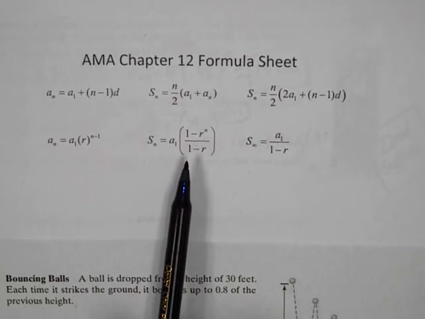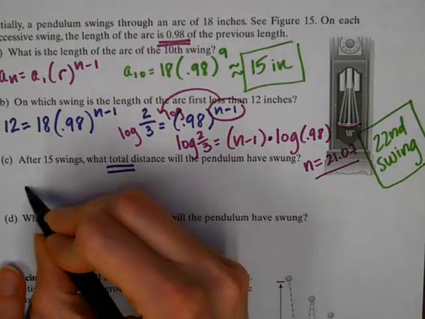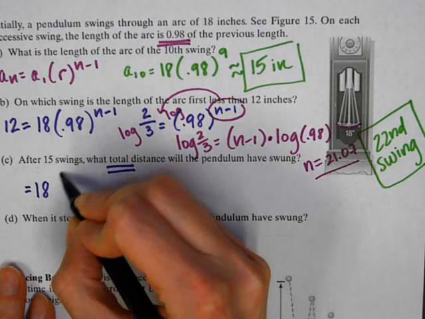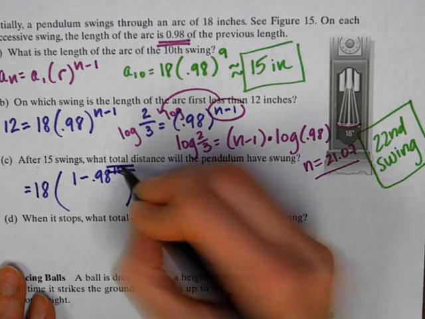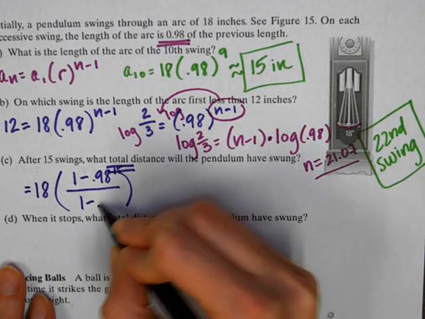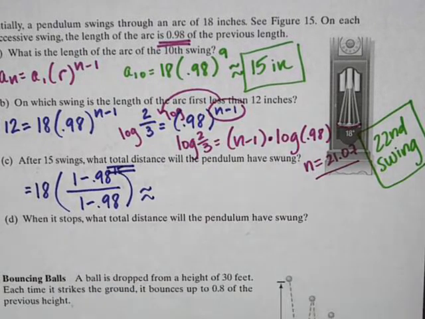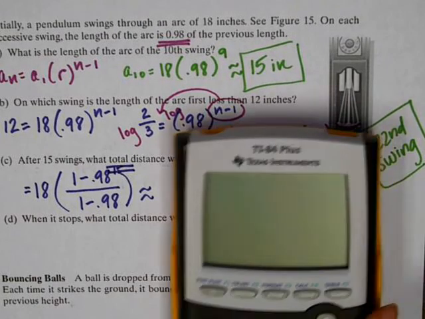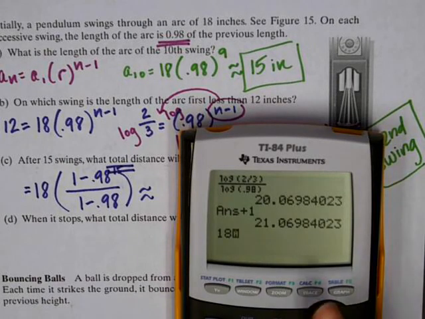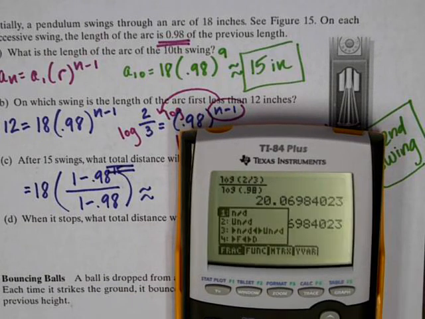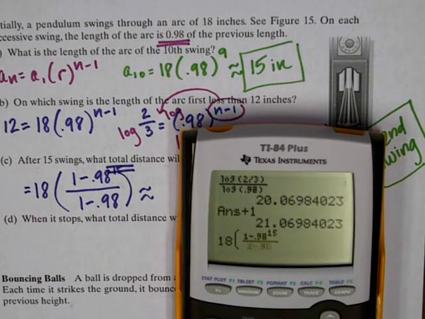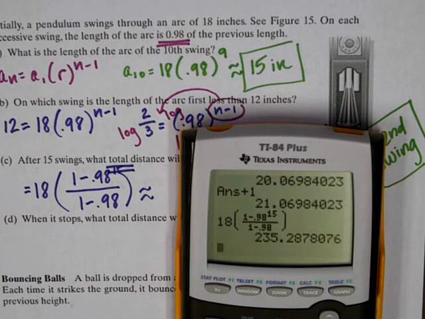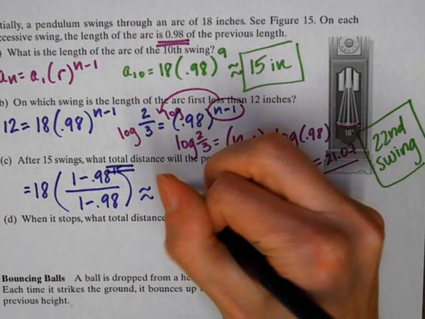Probably yesterday. All right, so the sum is going to be a sub 1, which is 18, times 1 minus 0.98 to the 15th power over 1 minus 0.98. I'm just using that formula. And then just type it in. So 18 times 1 minus 0.98 to the 15th power all over 1 minus 0.98. And that would be about 235.3 inches.